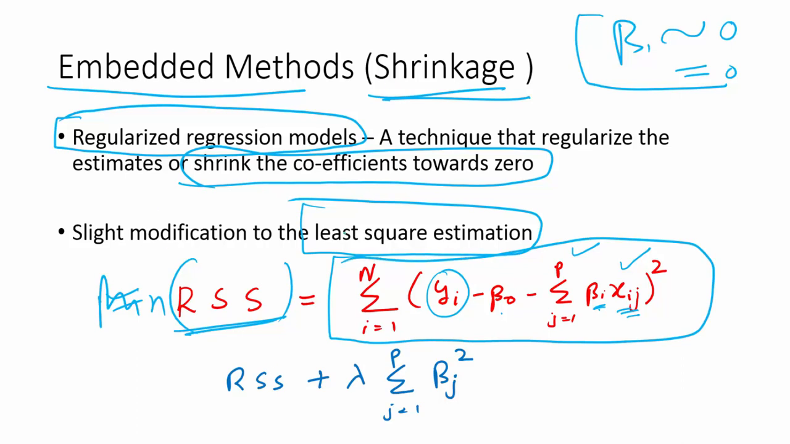In the embedded method, you just add another term. So this is the term that we are adding to the RSS.